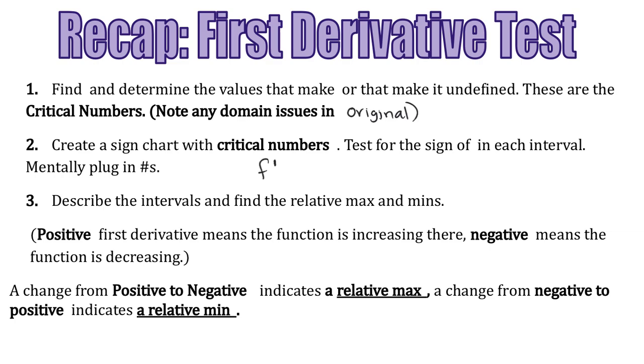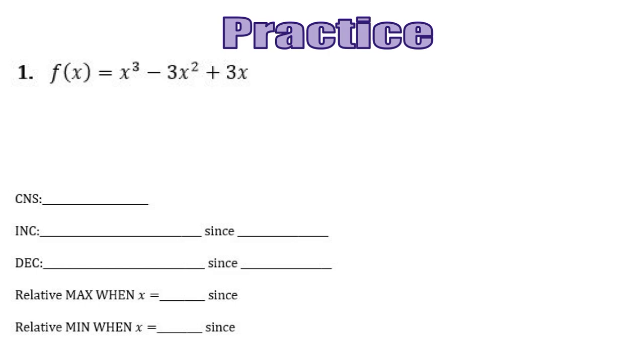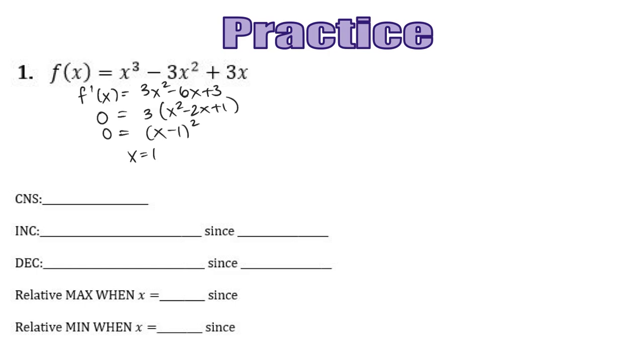So let's look at some more examples. Here we have the original function, a cubic function. What I'm going to have you do is pause the video and go ahead and find the derivative and set it equal to 0. That way you can find those critical values. Then unpause the video and see how you did. Okay, hopefully you were able to work through that. We found one and only one critical number, and that is x equals 1.